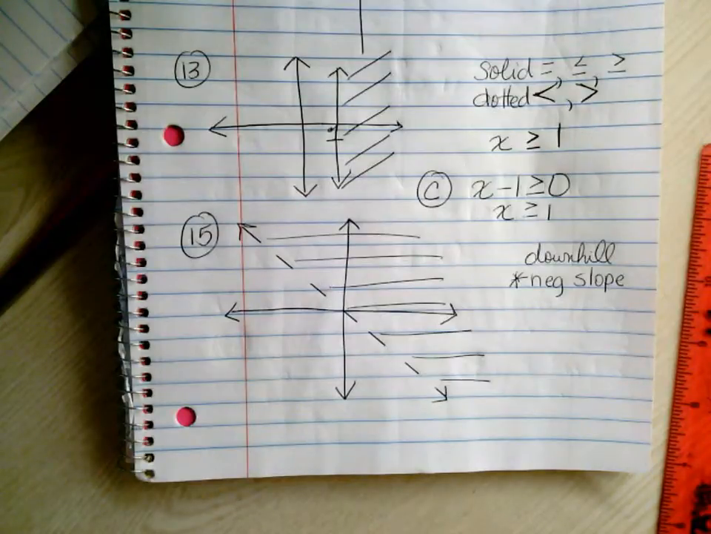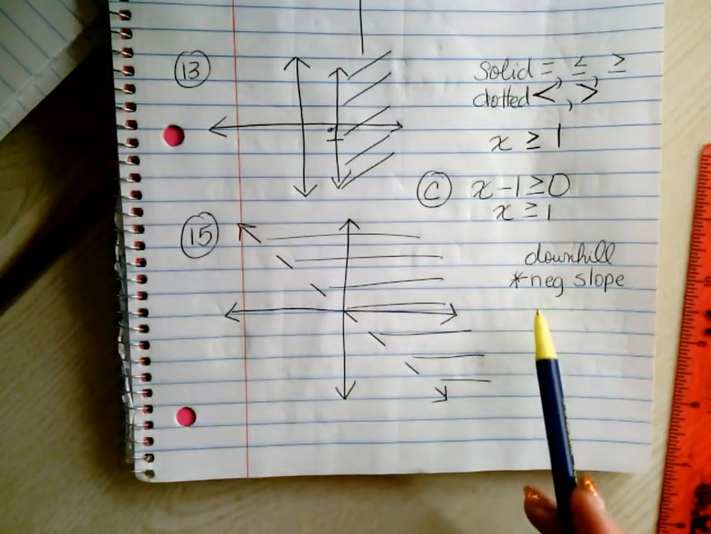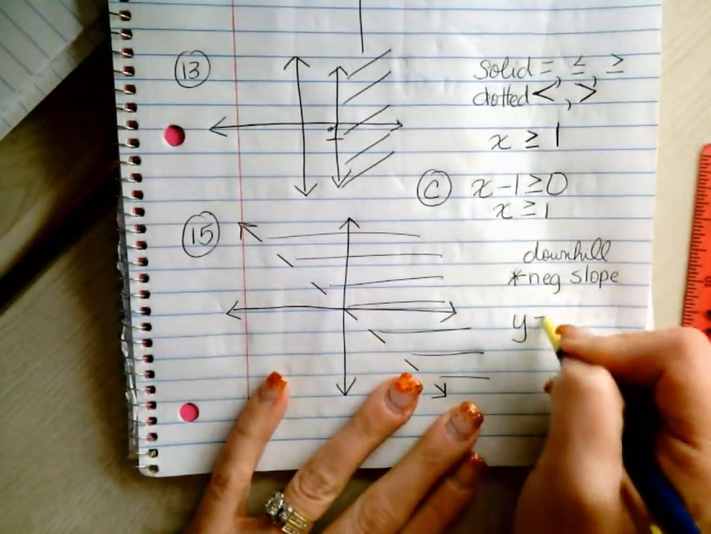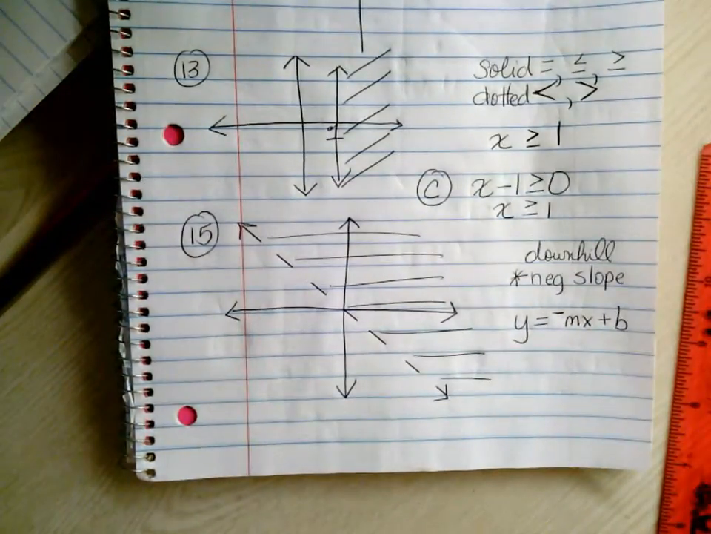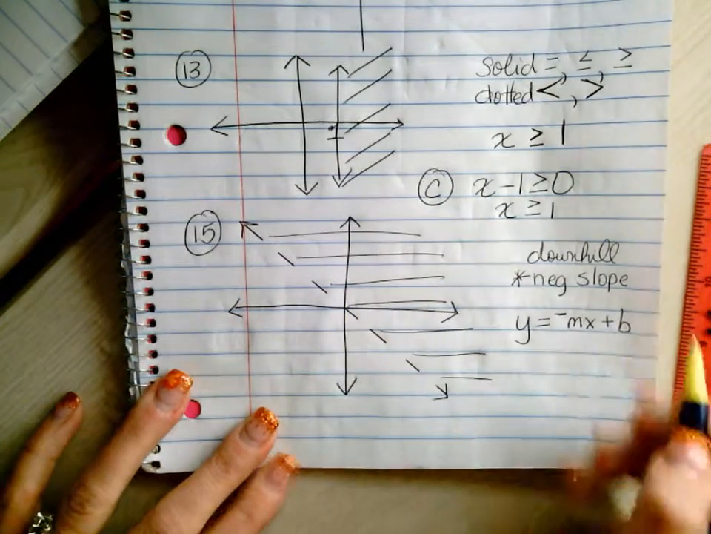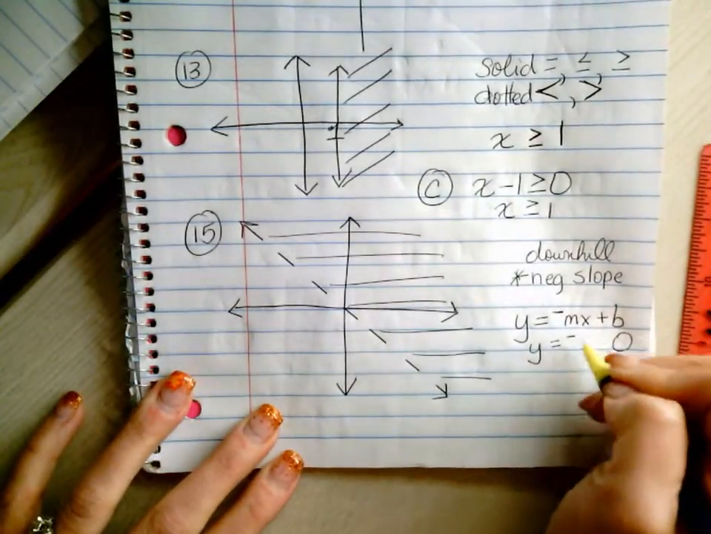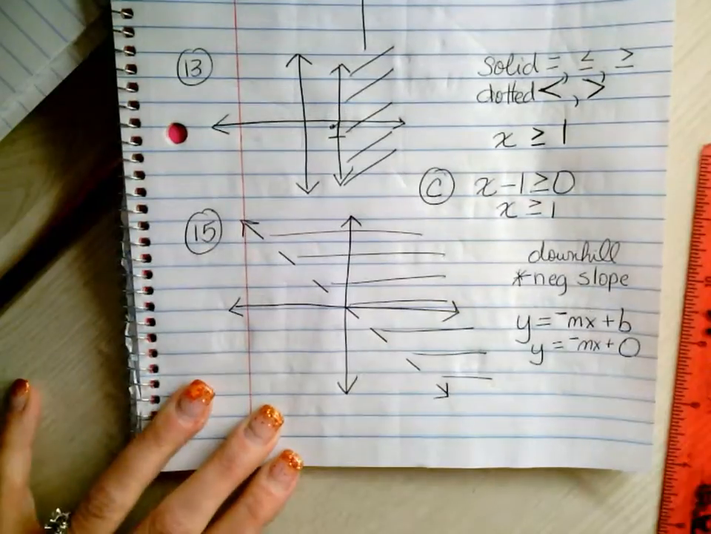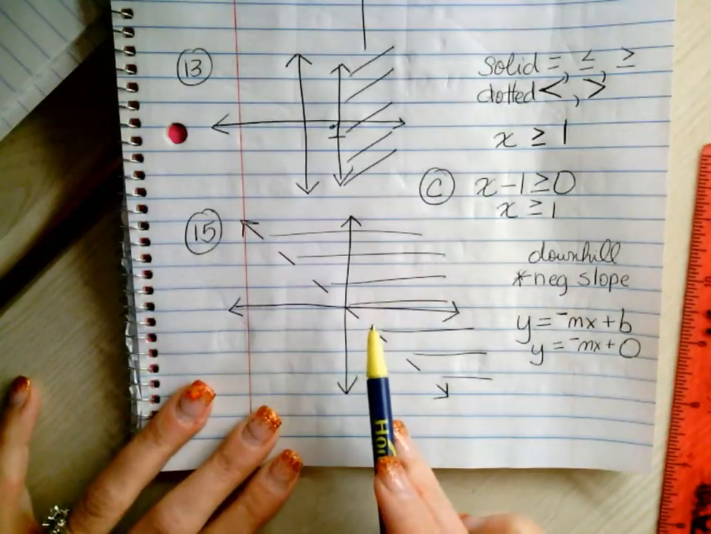C is greater than or equal to, and y is greater than x, that's a positive slope. Okay? So look for little hints like that. Downhill means it's negative slope. So that means y equals negative mx plus b is what you're looking for. It does not have a y-intercept of anything other than 0. So I know I need y equals negative mx plus 0. And that's how I figured out what would best fit.